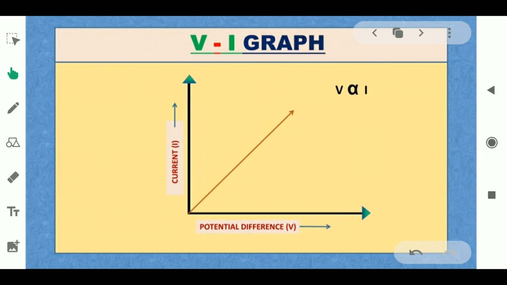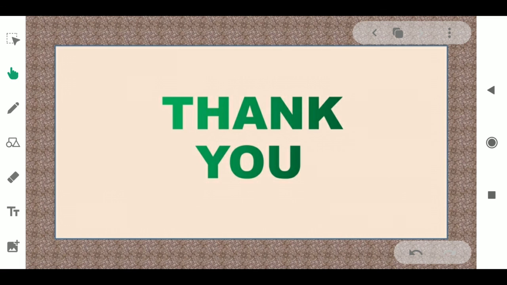Clear? Yes. Dear students, after watching the video, you may please go through the textbook and read it very carefully and try to understand the points given in the slides and textbook.